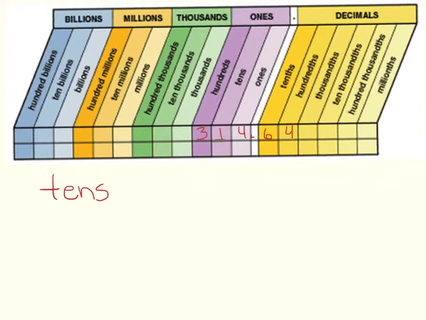What am I going to do with it? Well, this 4 is going to tell me what to do with it. This is 4 or less, my 1 will rest. 5 or more, my 1 will soar. So since we know this is 4 or less, we're going to keep what's in front of it. Our 1 is going to rest, and everything behind it is going to turn to zeros. So 314 and 64 hundredths rounded to the nearest tens place is 310. Okay?